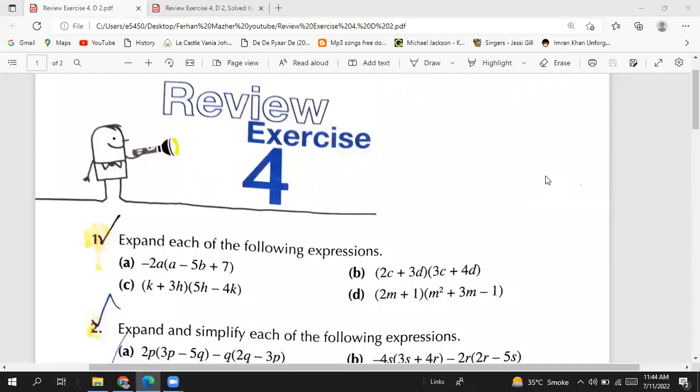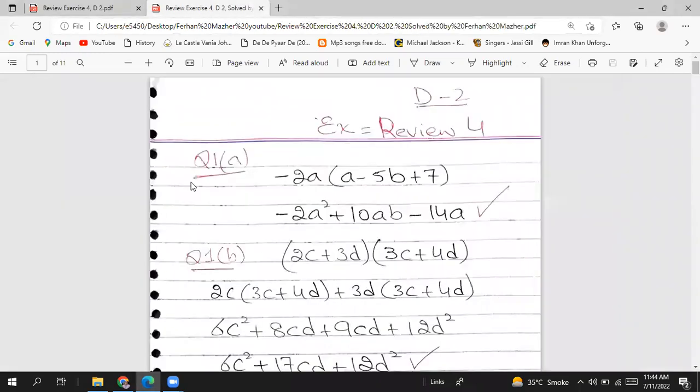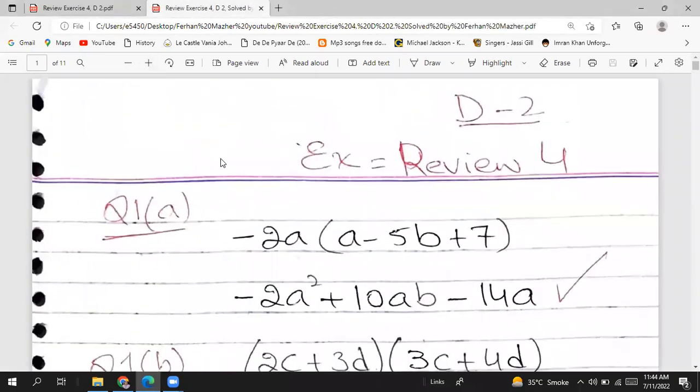So review exercise 4 is showing up on your screen. The first question is: expand each of the following expressions. The A part is minus 2a bracket a minus 5b plus 7 bracket close. So this minus 2a is multiplying with all the members of this bracket. So we will multiply them. Minus 2a multiplied with a will be minus 2a squared, minus 2a multiplied with minus 5b will be plus 10ab, minus 2a multiplied with 7 will be minus 14a. So this is how you will do the A part.